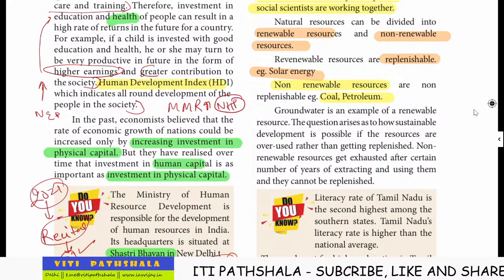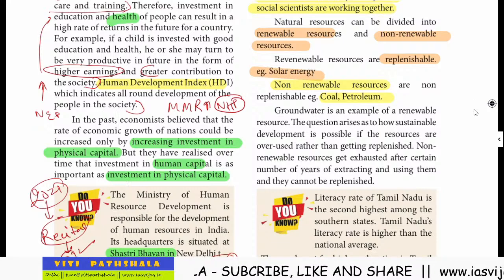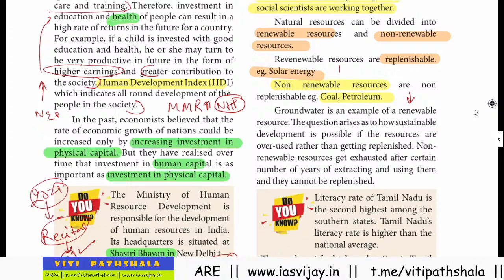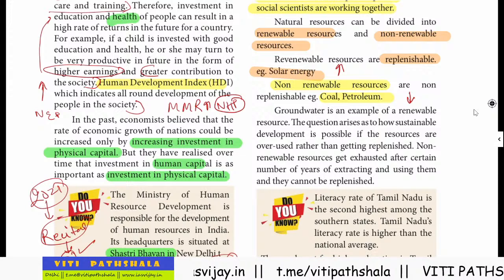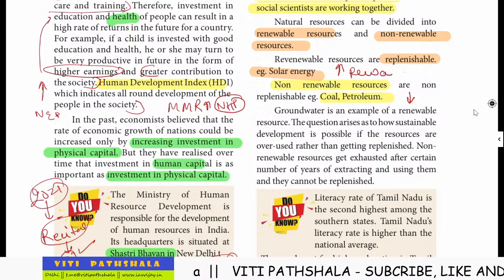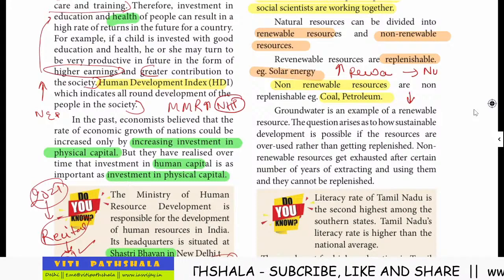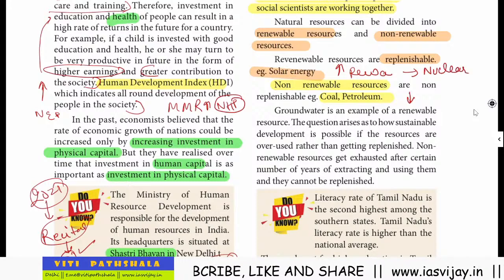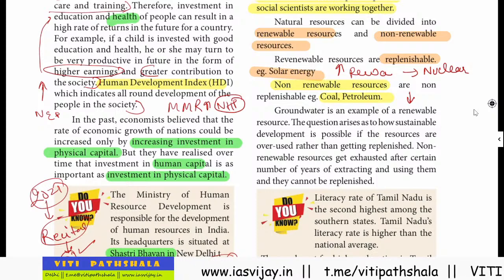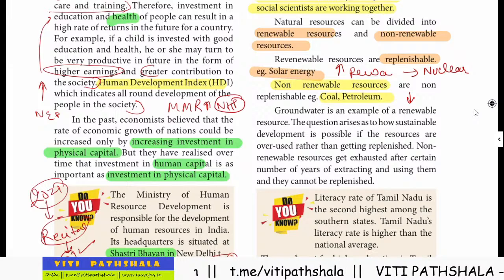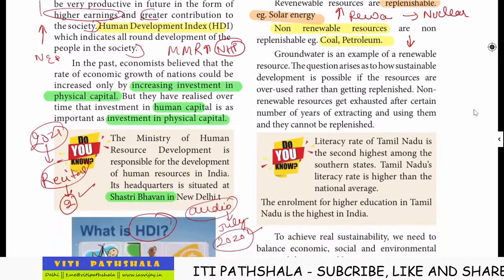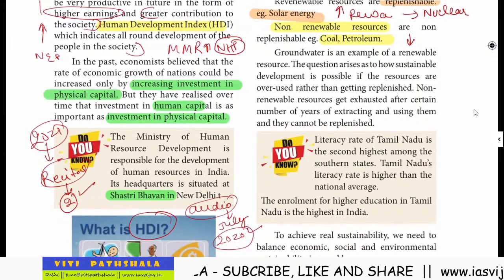So India is committed to decrease the use of the coal and the petroleum and increase the use of the solar energy. Now you know that the Rewa plant has become operational. Apart from that, we have the nuclear plants for electricity, and the hydroelectricity is used. So these are the renewable resources. Now, groundwater is an example of the renewable resource.